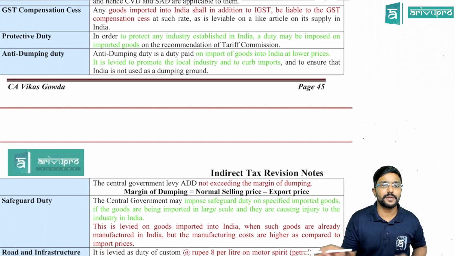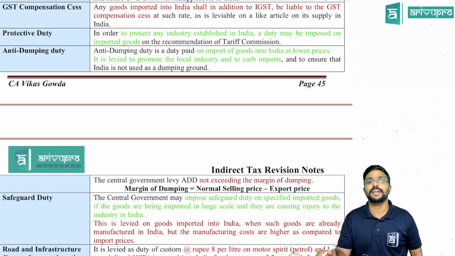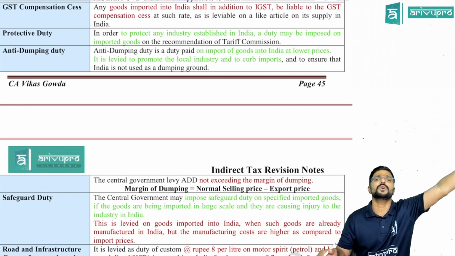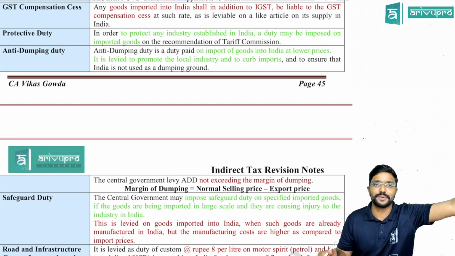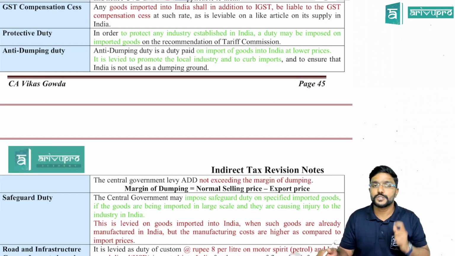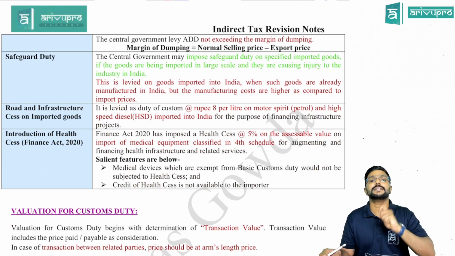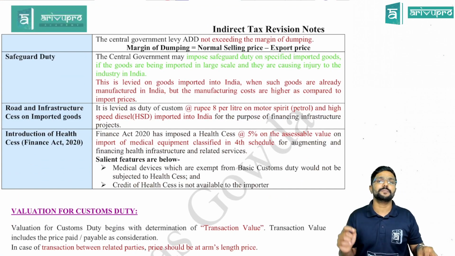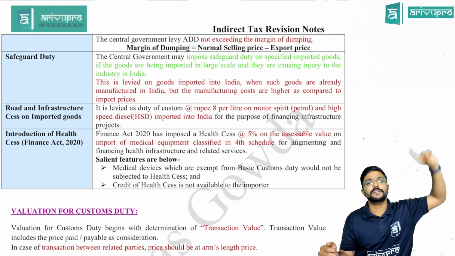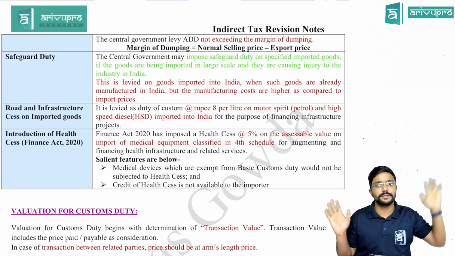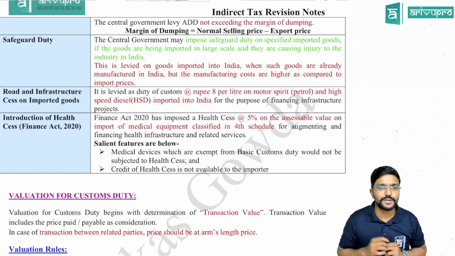Then coming to anti-dumping duty, if India is used as a dumping ground to sell goods at a lower price when compared to the same goods sold in the foreign country at a higher price, in that case, to inflate the price of that goods in India, the government can levy anti-dumping duty. But the amount of anti-dumping duty can never be more than the margin of dumping. Margin of dumping means the difference between the actual selling price in the foreign country and the selling price in India. Then coming to safeguard duty.